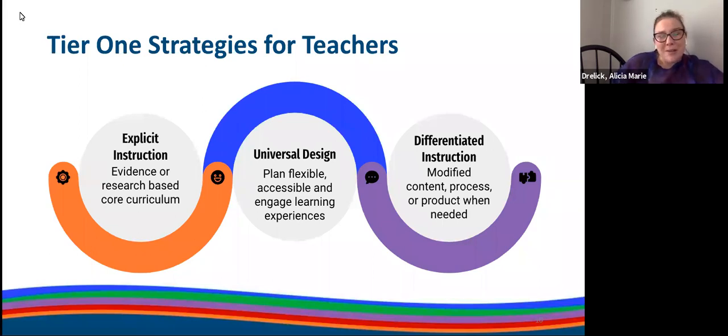After you are following your curriculum and you have planned and developed to increase universal access, we want to apply differentiated instruction as a means of responding to student learning. So again, we've done our best to plan and teach with fidelity, and then we can respond by modifying the content, process, or product in order to meet student learning needs. All of this is happening in our core curriculum in our inclusive classroom, and all students are engaged in learning in this tier.